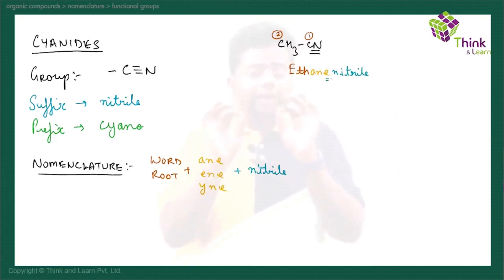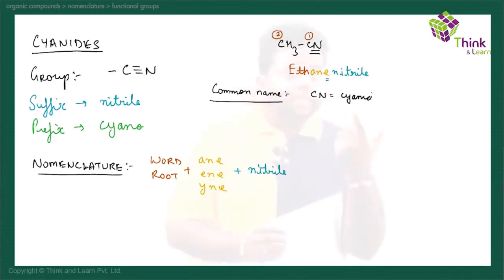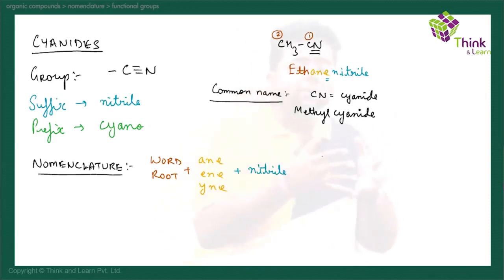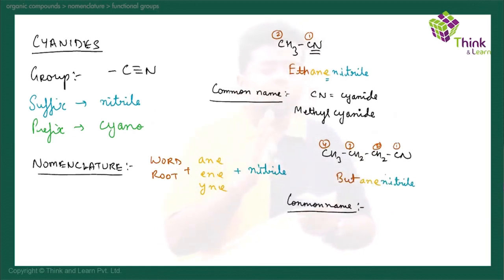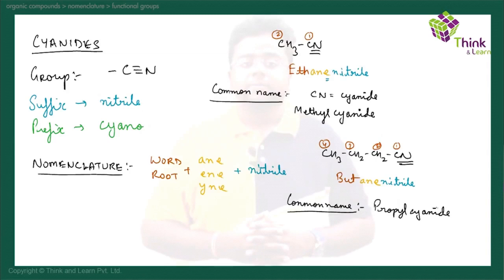But if I write the common name, because the CN would be used up as cyanide, what should be the name? There is only one carbon that you will consider and the name becomes methyl cyanide. If we take another example, let's say I have 4 carbons. So for the IUPAC name, you will be considering 4 carbons. The name becomes butane nitrile. But if we talk about the common name, remove 1 carbon and your name simply becomes propyl cyanide. Yes.